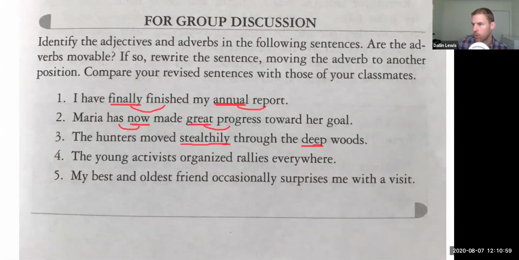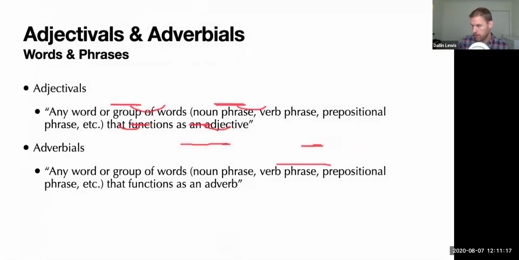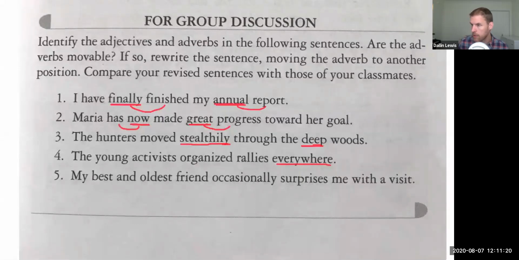The young activists organize rallies everywhere. My adverb is everywhere. Can I move it? Everywhere the young activists organize rallies. The young activists everywhere organize rallies. It's pretty movable, except if I move it here, the young activists everywhere, then I'm really turning it into an adjective such that it modifies the young activists. Which young activists? The ones that are everywhere. So you can't move it just to any old place, but most places you can. And young is an adjective.